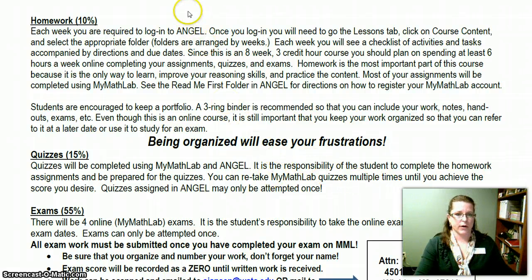Each week you are required to log into Angel. Once you log in, you need to go to the Lessons tab, Course Content. You're going to see a series of folders arranged by weeks. Click on the proper week, and then inside that folder you will see a checklist that has reminders, due dates, tasks that you need to complete. Anything that has to be done or is due that week will be in the folder.